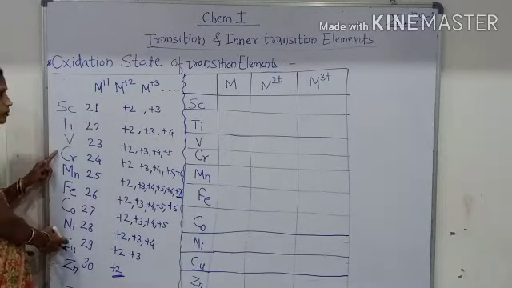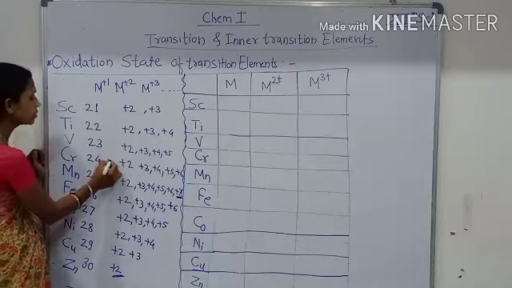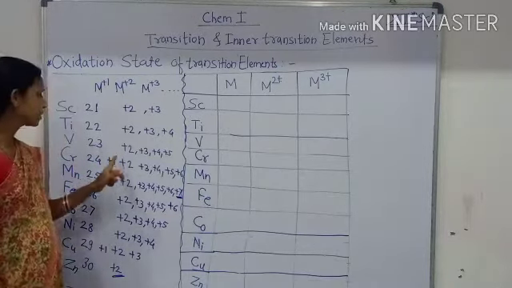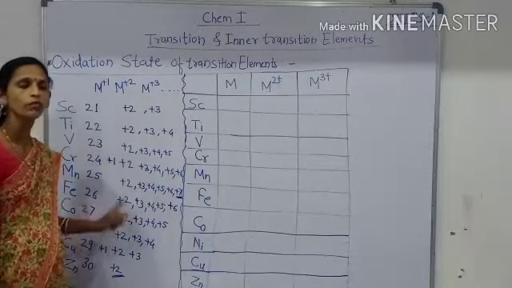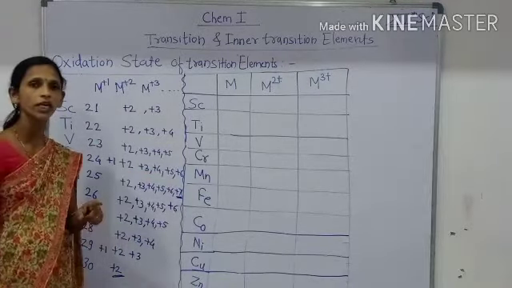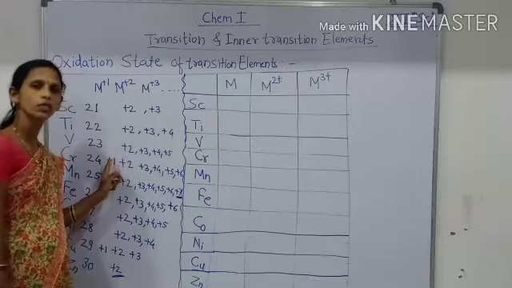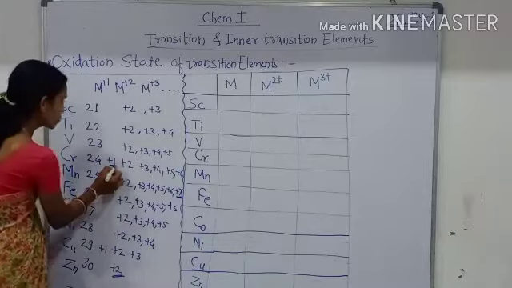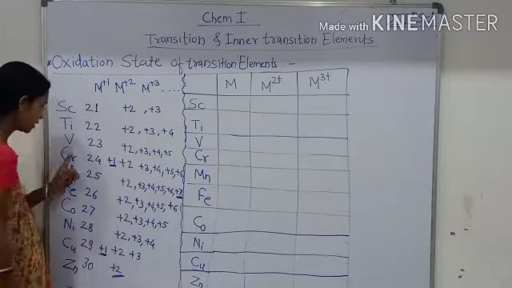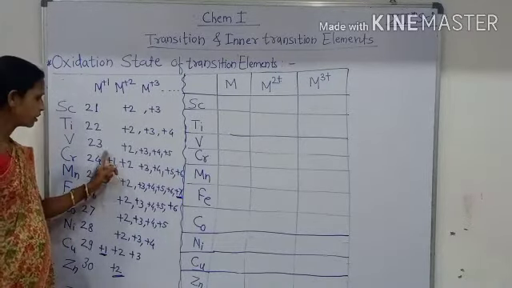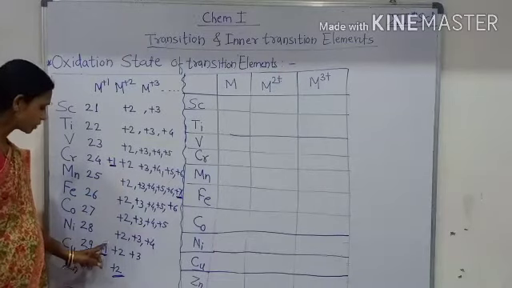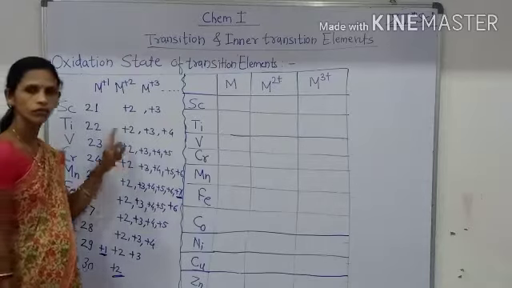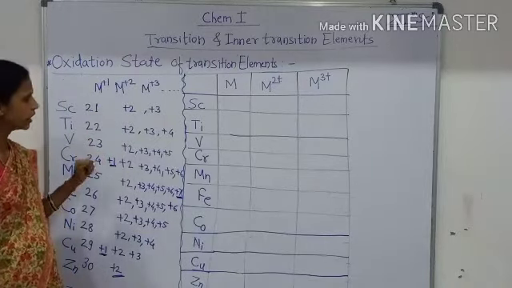Copper and chromium also show +1 oxidation state, because in the observed electronic configuration, chromium and copper possess 1 electron in 4s. When they lose 1 electron from 4s, then they show +1 oxidation state. That is, chromium and copper show +1 oxidation state. That is about the oxidation states of 3d transition series elements.